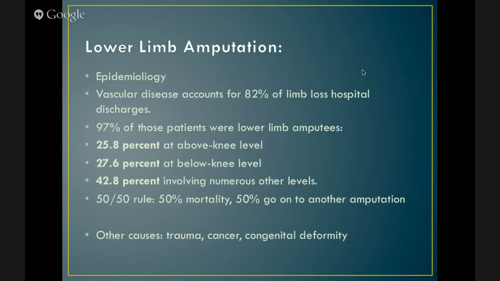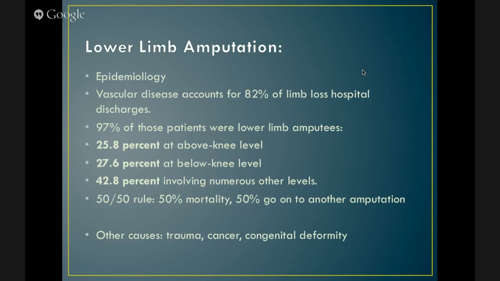So, epidemiology. Vascular disease accounts for 82% of limb loss hospital discharges. So the vast majority of what we see is due to this vascular disease. 97% of those have lower limb amputations. And as far as mortality and morbidity goes, it's pretty dismal, right? Somebody who has a major lower limb amputation, major being from the level of an ankle disarticulation proximally, within 5 years, there's about a 60% mortality rate.